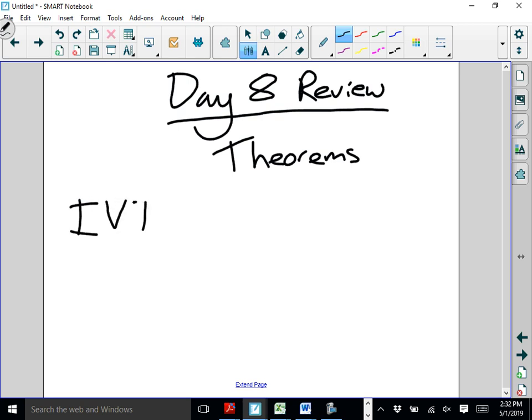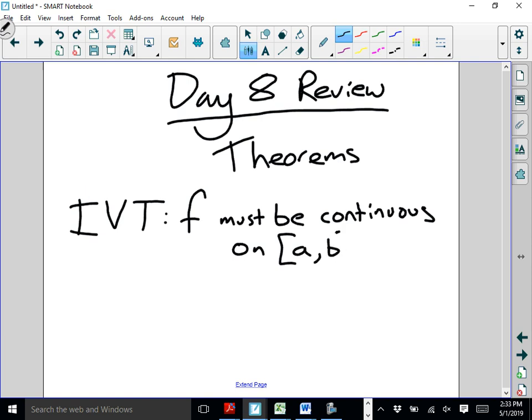The important thing to know for each of these theorems are what's required. To use the IVT, what's required is f must be continuous on a closed interval. So, to use the IVT, f must be continuous on [a, b]. What the IVT says, as long as the function is continuous, when we go from a to b, there are certain x values.